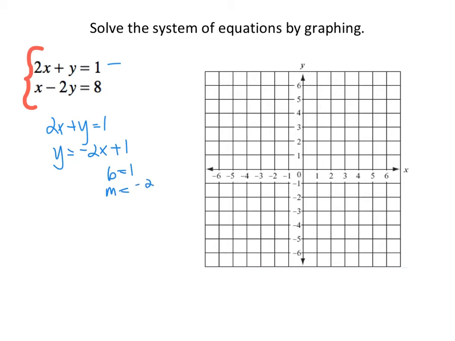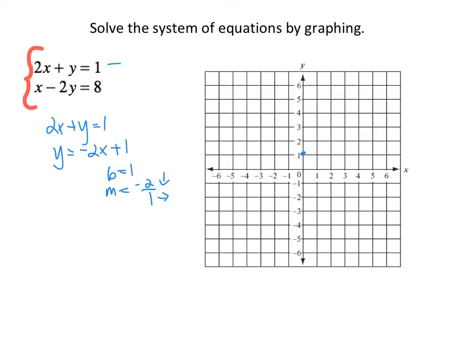Again, with slopes, we always want to make it a fraction. The equivalent fraction to negative 2 is negative 2 over 1. So I know I'm going to be going down 2 and 1 to the right. So graphing this, I'll start with my y-intercept. I have a y-intercept at positive 1. I'm going to be going down 2, 1 to the right.